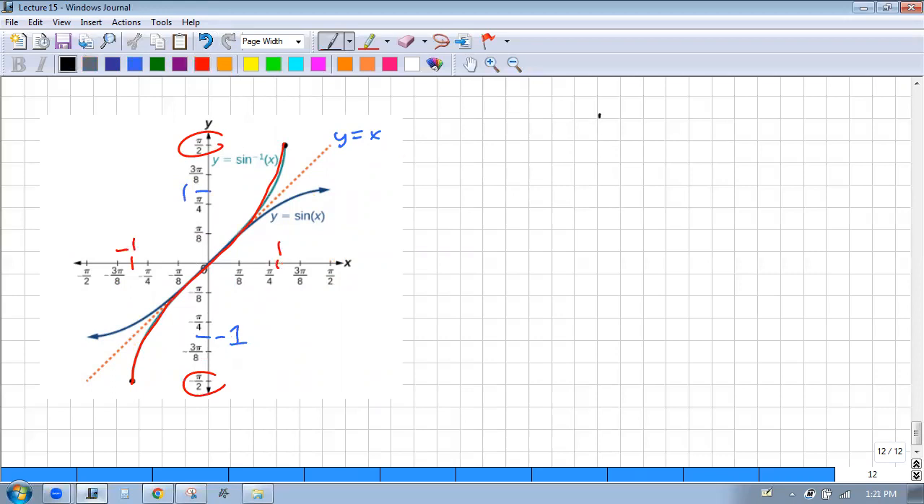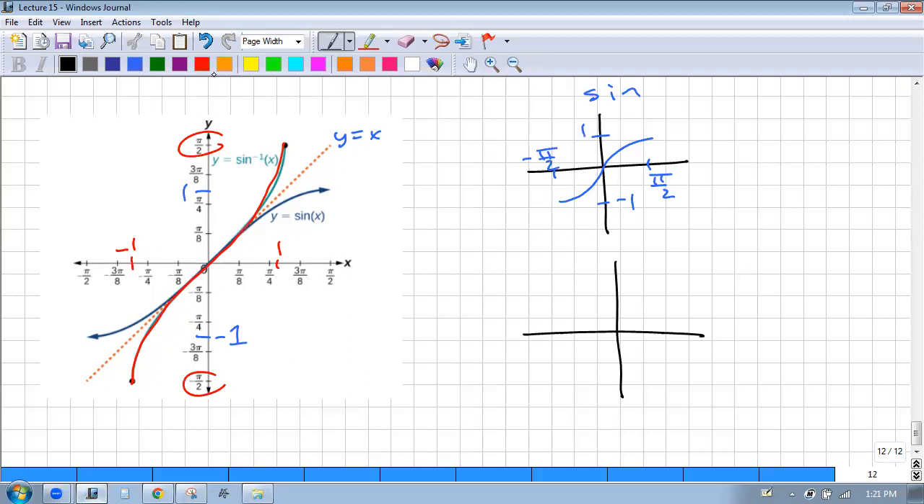So let's draw these separately. Here's what sine looks like, the restricted portion of it, between 1 and minus 1. There's the restricted piece of sine. So now for sine inverse, instead of the range being 1 to minus 1, the domain is minus 1 to 1. And instead of the domain being minus pi over 2 to pi over 2, the range is minus pi over 2 to pi over 2.